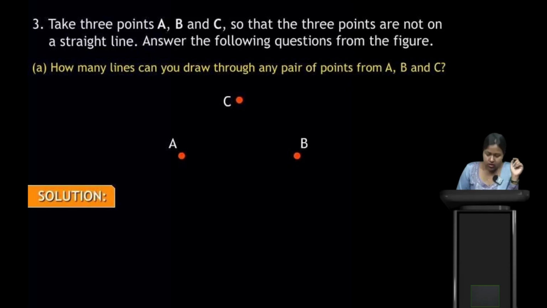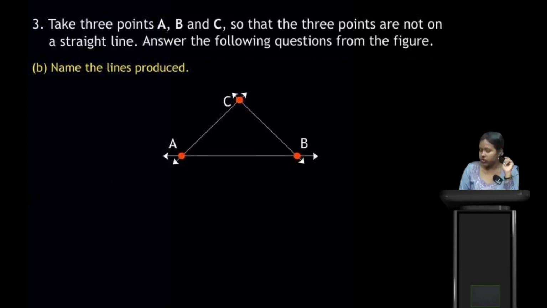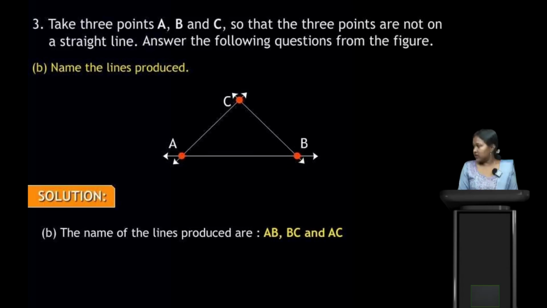Let's try. So here you see how many lines are possible, my dear students. Total 3 lines. Okay, the next question is to name the lines produced. Can you tell me the names? Yes, very good. The names of the lines are the AB line. This one is the AB line. Next, BC. Here is the BC line, or AC. AC is this one. Okay.